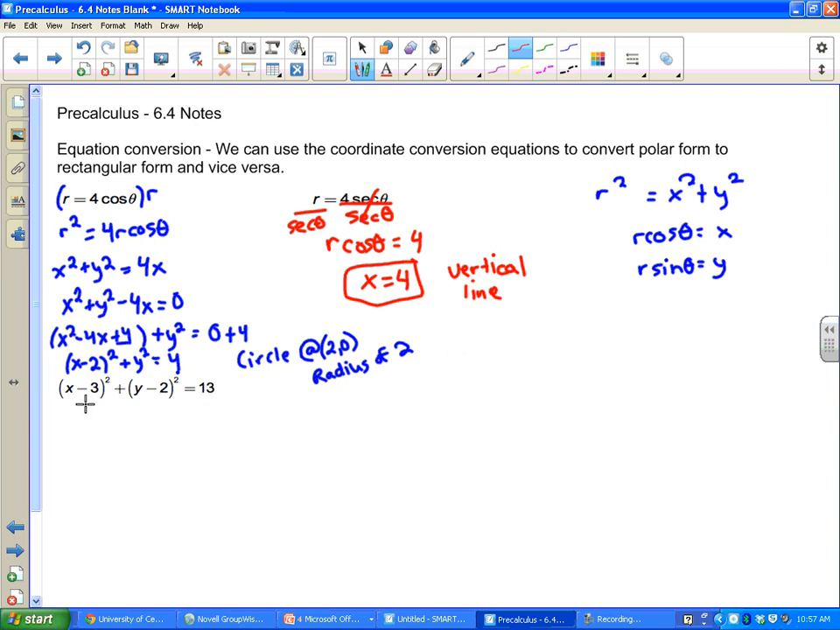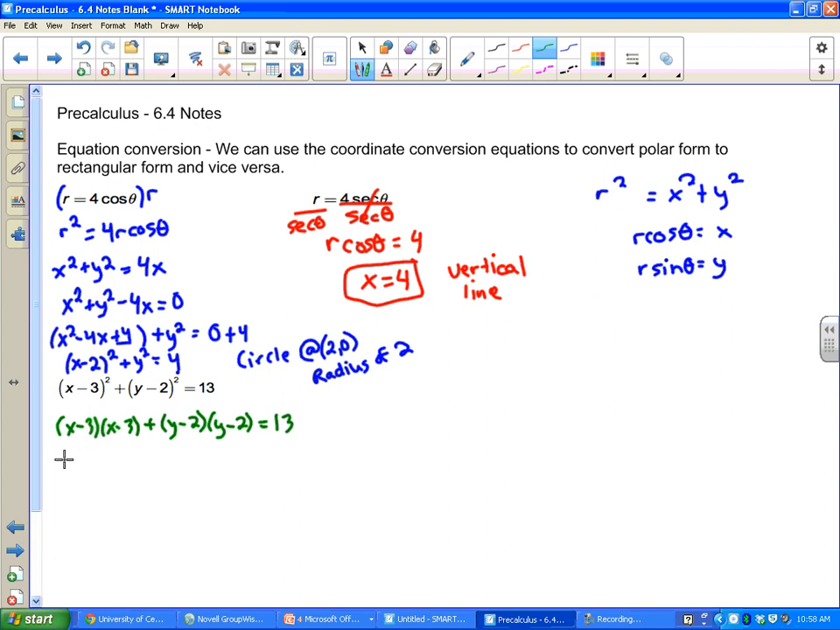One way that we could do this is we could go ahead and replace x with r cosine theta and y with r sine theta, but we're trying to get it solved for r with r by itself, and that would be a lot harder to work through if we change it first. So before we do anything, let's go ahead and square both of these. So this is x minus 3 times x minus 3, and y minus 2 times y minus 2.